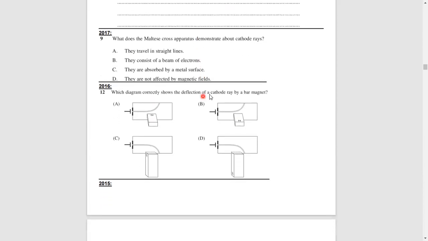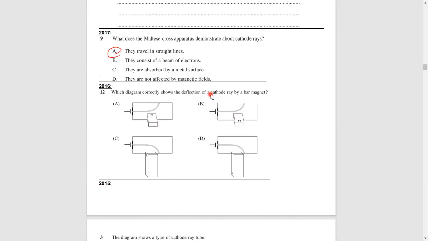What does the Maltese cross demonstrate about cathode rays? Well, the Maltese cross is just a cross, as we said, which gives you the shadow. So it tells you that they travel in straight lines. In fact, I think we did this question in the other section.